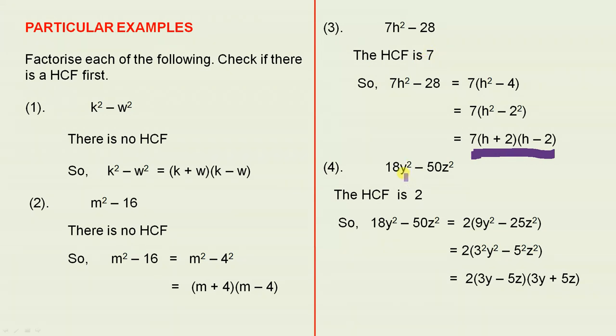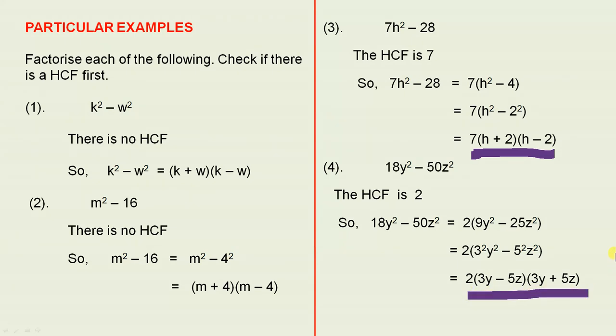And the last one, 18y squared minus 50z squared, the HCF is 2, so that expression could be expressed that way, using the grouping symbols with a HCF outside. 9y squared can be written like that, 25z squared can be written like that. So, because that's the difference of two squares, the final answer will be the 2, which is the HCF, and here we have the product of the sum and difference. So that is actually the factorisation.